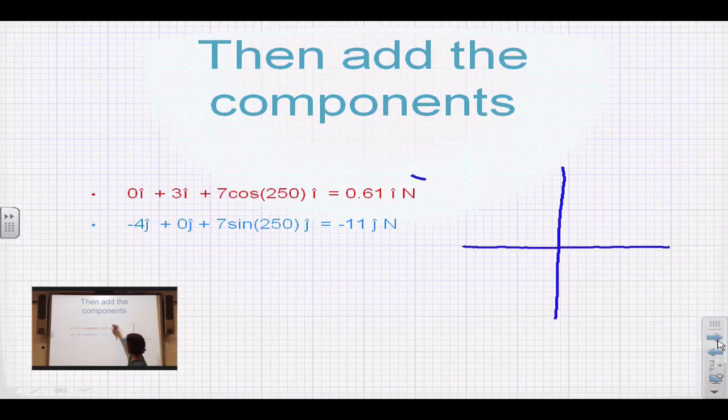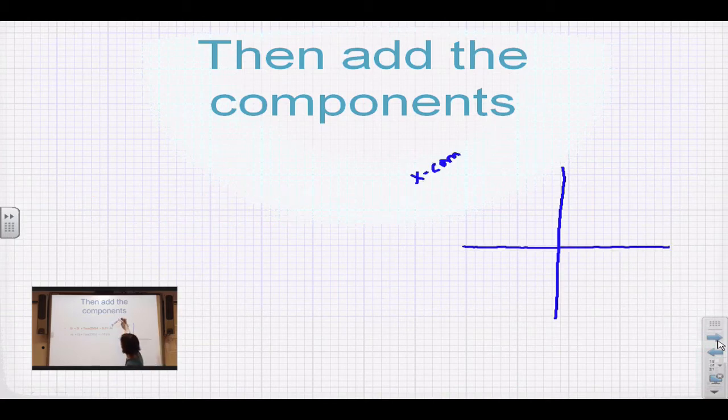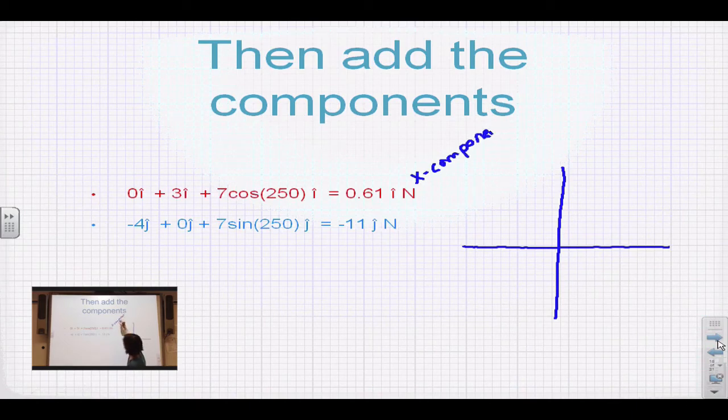this is our x component, and this is our y component. Our x component would be 0.61 newtons along the x-axis, a really, really small vector like that. 11 newtons below the y-axis would be negative 11 j newtons, so it would be pointing downward like that. Now this is a rough estimate, this is not exact.